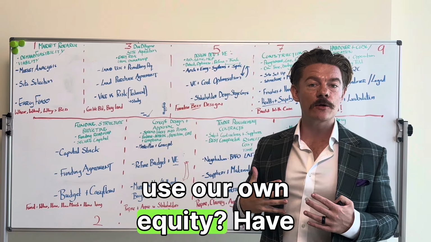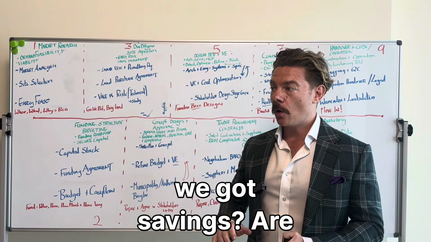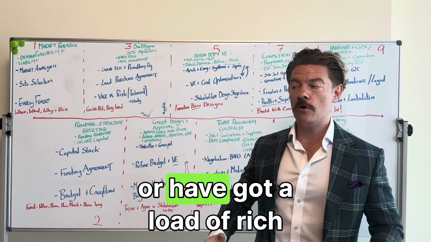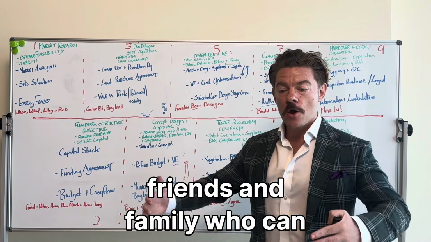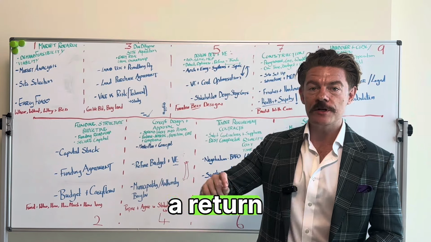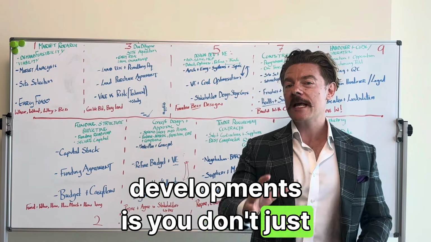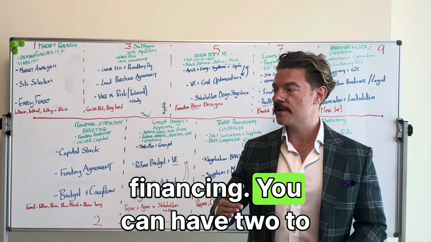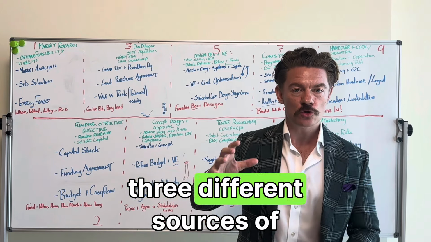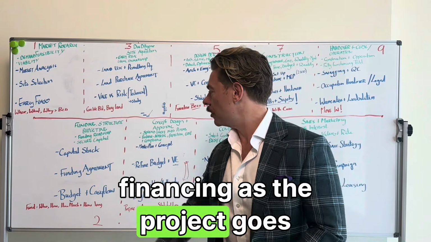Are we going to use our own equity? Have we got savings? Are we going to go to the bank and get debt, or have got a load of rich friends and family who can help us finance this project for a return? And I think the thing that people forget in a lot of developments is you don't just have to have one method of financing. You can have 2 to 3 different sources of financing as the project goes through.